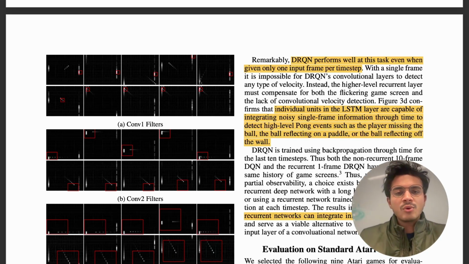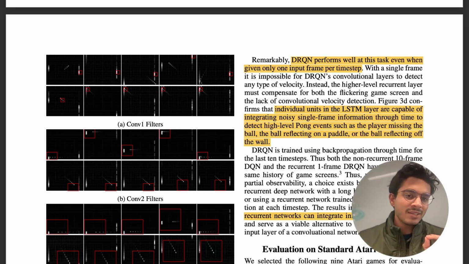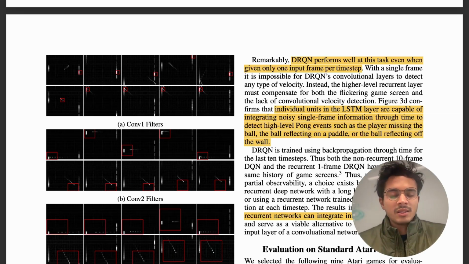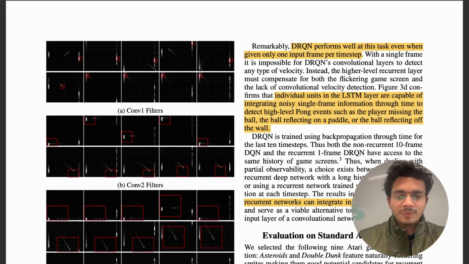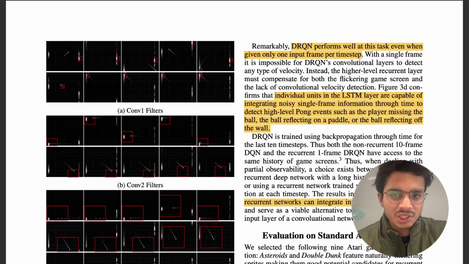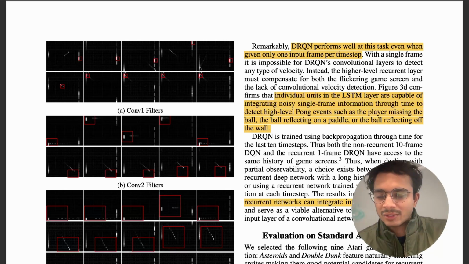Another thing that I would like to quote is: individual units in the LSTM layer are capable of integrating noisy single frame information through time to detect high level Pong events such as the player missing the ball and the ball reflecting off the paddle. So it's actually shown very well in this image as well.